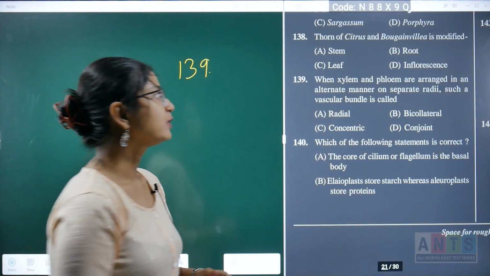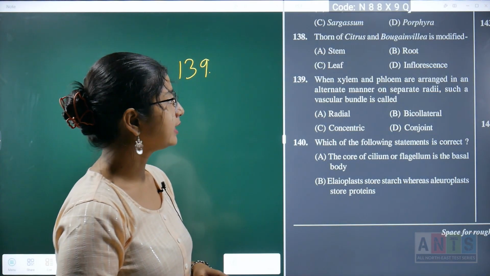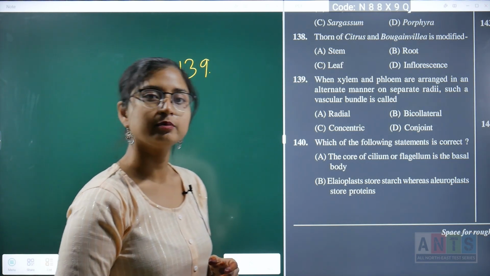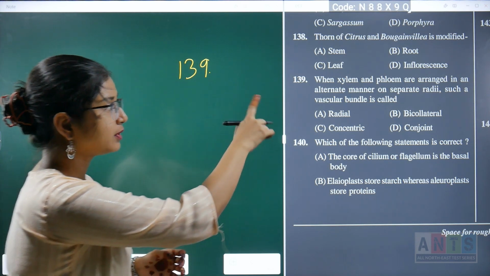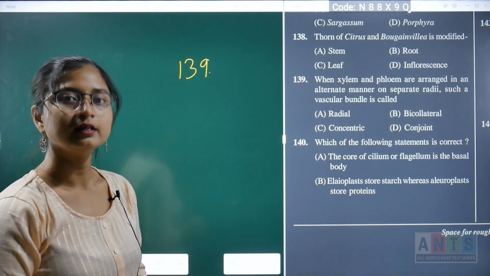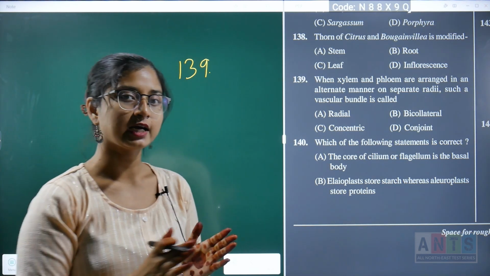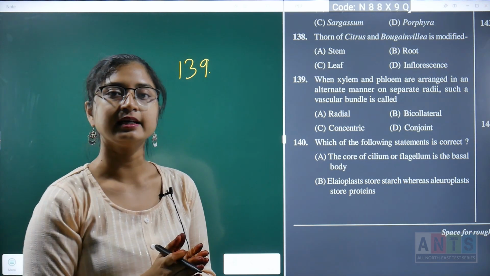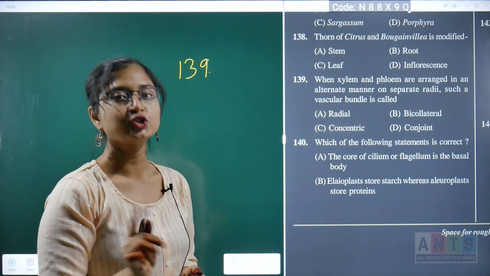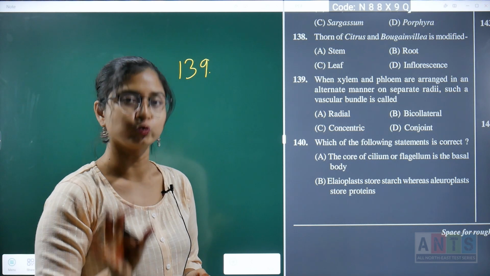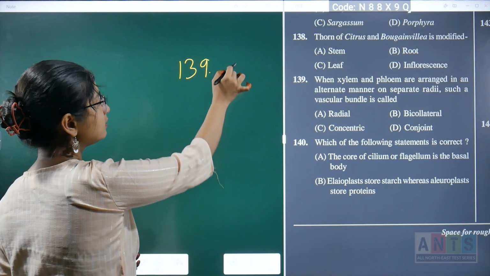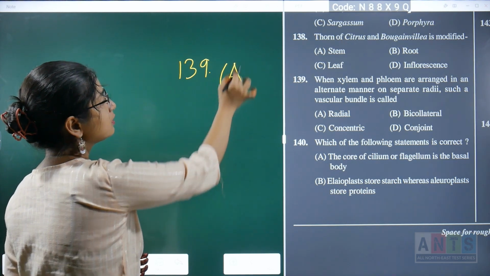Question number 139. When xylem and phloem are arranged in an alternate manner on separate radii, such a vascular bundle is called. So this particular statement, on separate radii, itself will give us an idea that the arrangement of xylem and phloem on separate radii is actually considered to be a radial vascular bundle, which is a characteristic property of roots. Let it be monocot or dicot roots. So question number 139, the correct answer is option A.